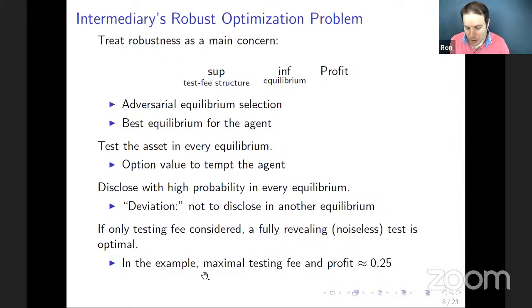Okay, so the interesting part arises because we're considering also disclosure fees. And it turns out that if the intermediary can charge disclosure fees, which we're of course allowing, and also a combination of testing fee and disclosure fees, then optimal test fee structures, and in particular optimal tests, have a very different structure. They're necessarily noisy, and they necessarily include a lot of noise, even if the asset value is only binary or has just a few possible values.